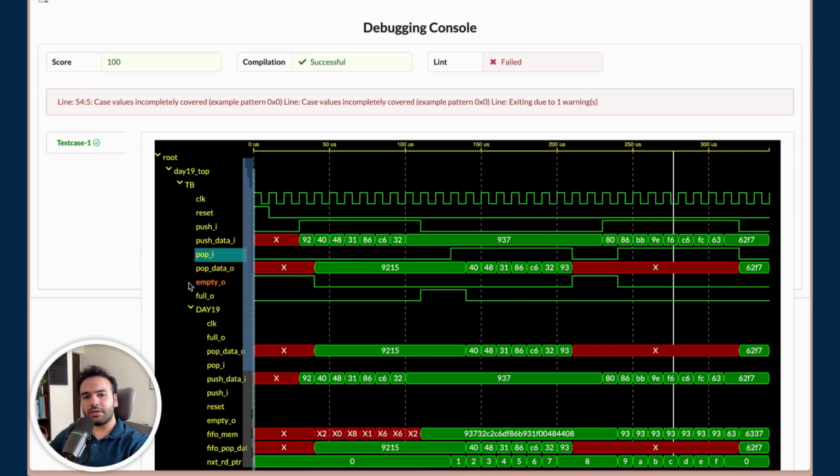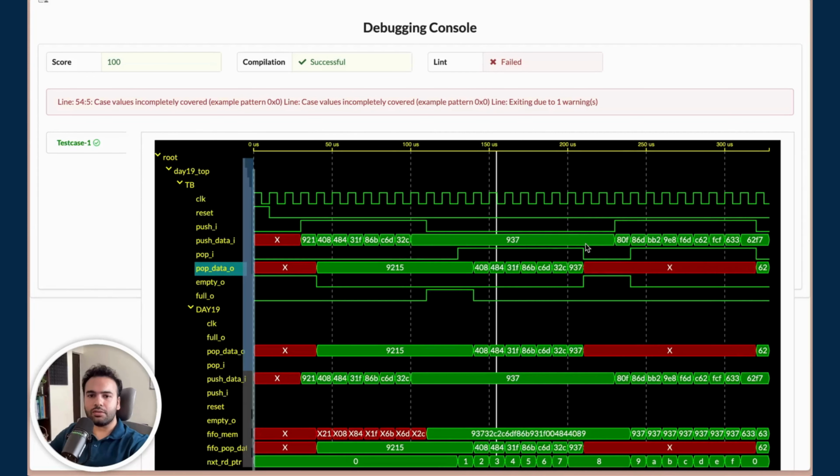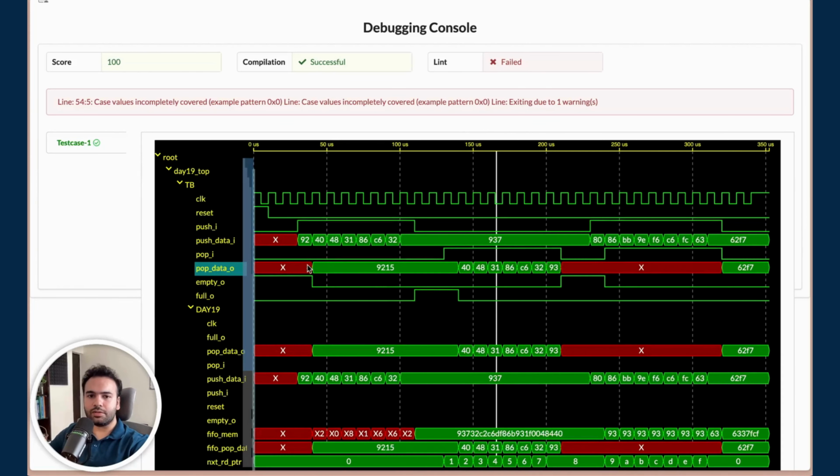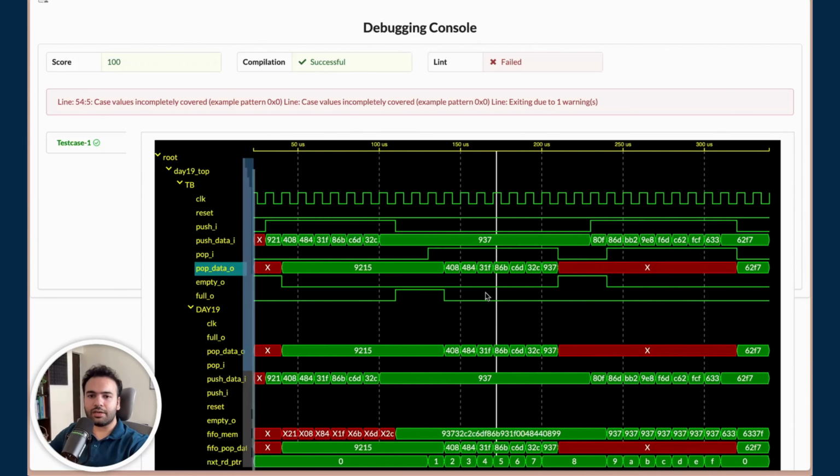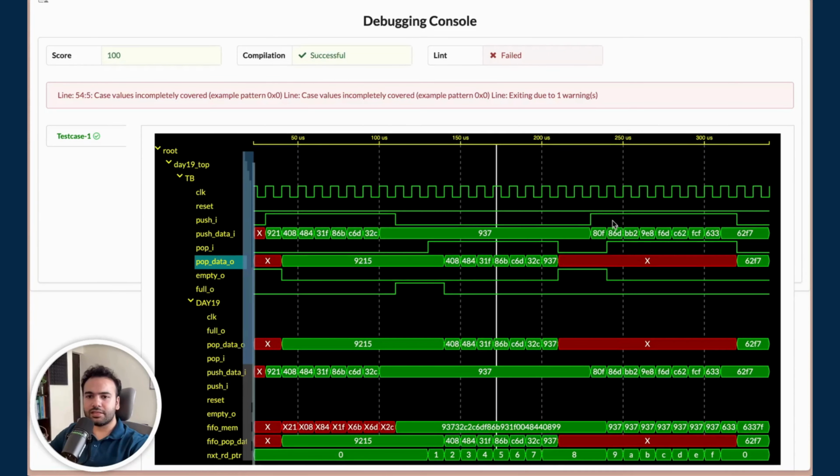The interesting thing to note here is that a few cycles before, when the pop was asserted, it was giving the correct data. If you take a look at the writes happening in the FIFO, we wrote 92, 40, 48, and the way we are reading out is, we read out 92, then 40, 48, 31, and so on. So this does seem to work in the correct fashion. It's 9215, so if we just zoom in here, that's 9215. But after some time it starts giving X.